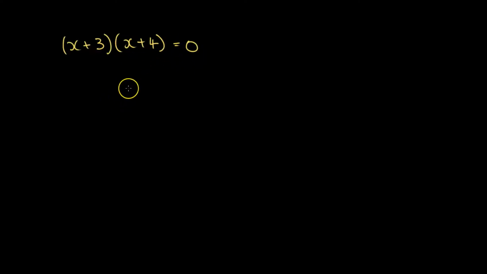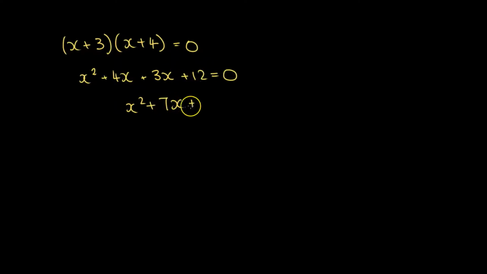So I want you to be really happy with expanding these two brackets first. So give this a go. So I'm going to assume you've had a go at it. And we're going to look at the first two terms here, the x and the x multiplied together, that gives us x squared. Then we're going to do the outside two terms, so x and 4, that gives me 4x. And then the inside two terms, 3 times x, and then the last two terms, that should give me 12. And that becomes x squared plus 7x plus 12 equals 0.